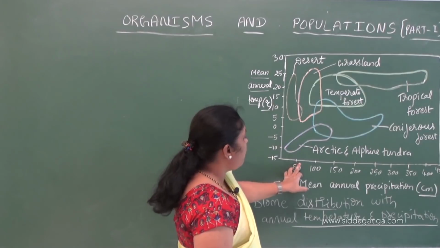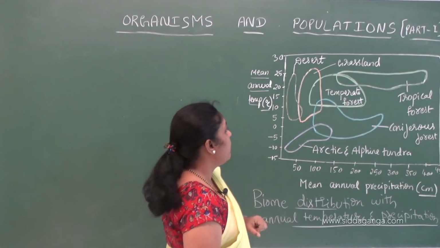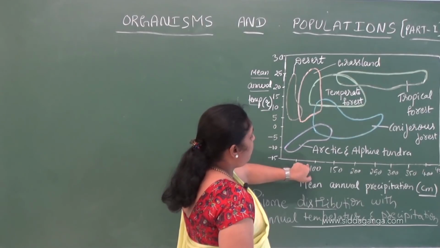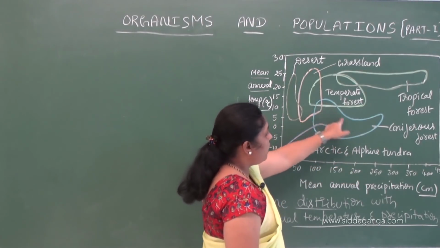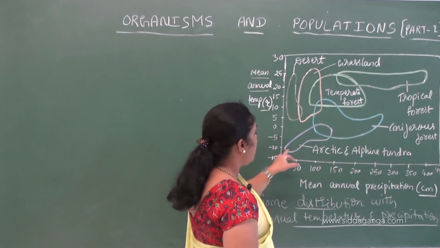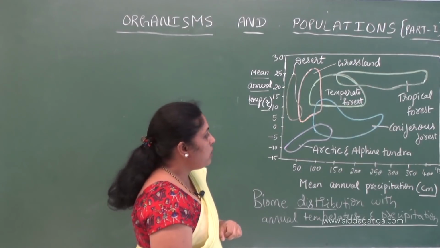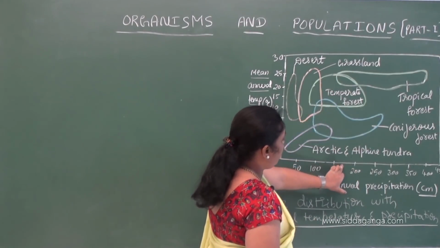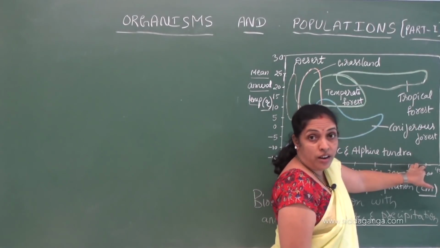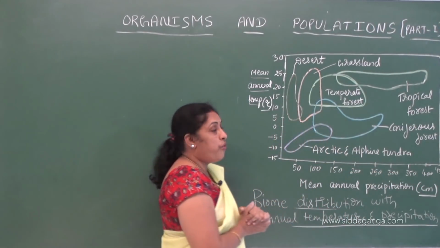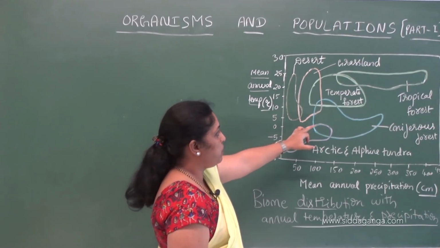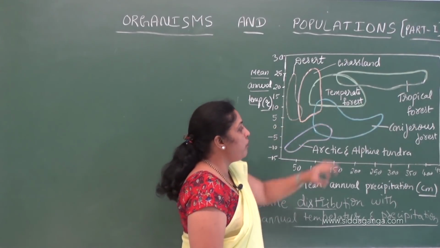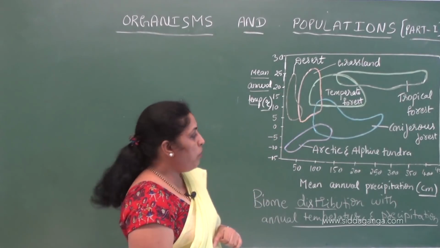but rainfall is between 50 to 150, and this is temperate forest, in the temperate forest we have rain between 50 to 200, and this area represents coniferous forest and Arctic and alpine tundra, and this is a tropical forest, see, in a tropical forest we see rainfall between 150 to 400. That's why we see a variety of vegetation in that forest. So, these are different biomes: desert, grassland, temperate forest, tropical forest, coniferous forest and Arctic alpine tundra.